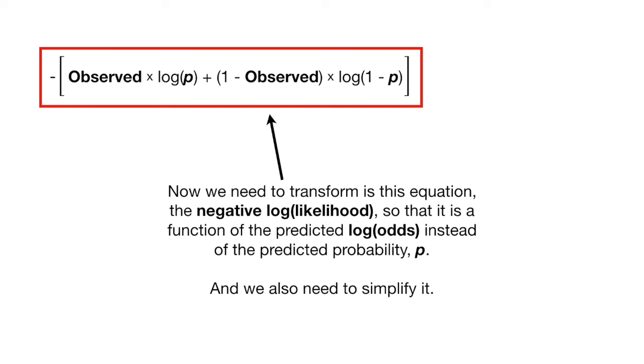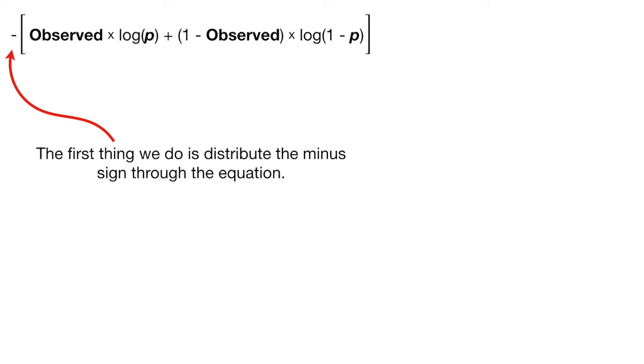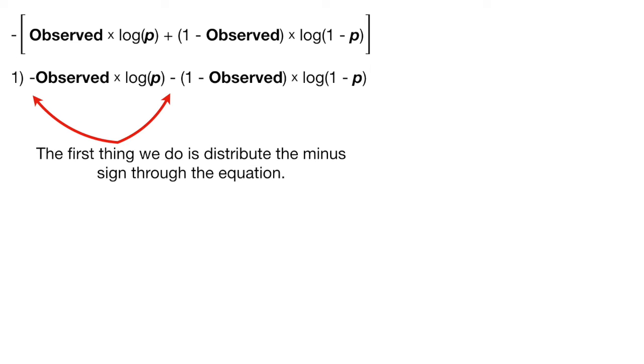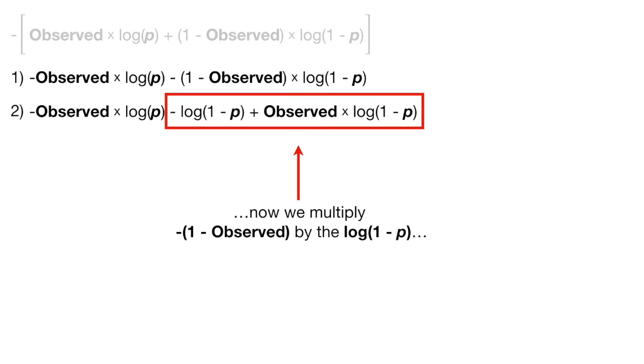And we need to simplify it. Since this will require a lot of steps, we'll move the negative log likelihood to the top left-hand corner to give us space to work. The first thing we do is distribute the minus sign through the equation. Now we multiply the negative 1 minus observed by the log of 1 minus p.